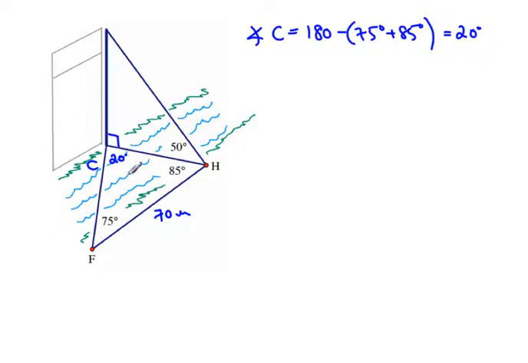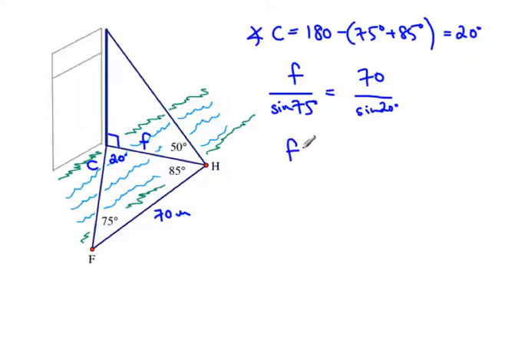Now, I've got an angle and the opposite side, and an angle and a missing opposite side. This is the one that I want. So that's a setup for using the sine law. Now I'm going to name this side as well, and because it's opposite angle capital F, I'm going to name it lowercase f. By the sine law, I know that f over sine of 75 is equal to 70 over sine of 20 degrees.